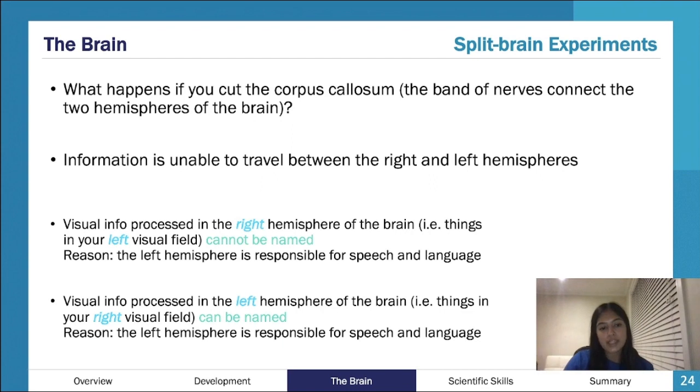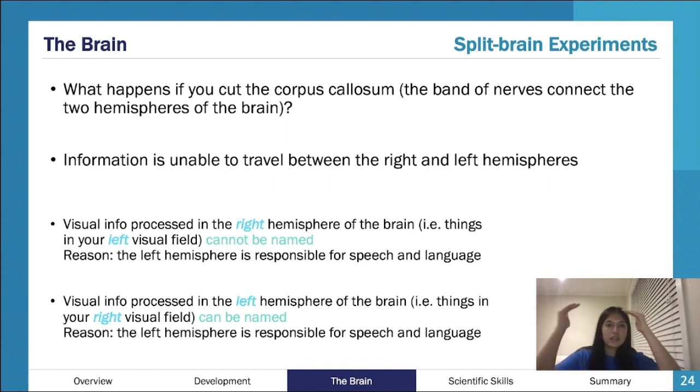On the other hand, if you've got something presented in the right visual field, you process that in the left hemisphere. And because the left hemisphere has the names for stuff, you're able to name it. You're able to say, oh yes, it's an apple, because the knowledge that this thing I'm seeing is an apple, and actually being able to say that it is an apple, is in the left side of the brain. So anything that's processed by the right side of the brain, i.e. the stuff on the left side, I know it's complex, that's what you won't be able to name.